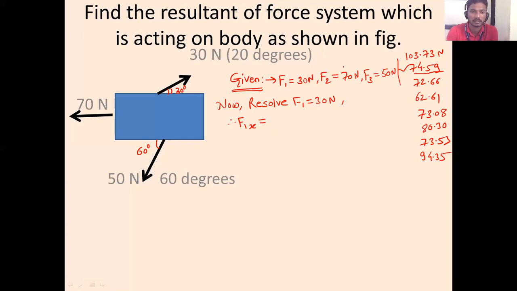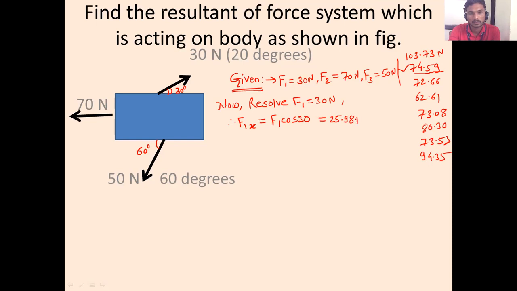Which value will we go with? 30 or 20? 30. Okay, we will go with 30 then. No issue. F1 cos 30, so we know that value. F1 is 30 into cos 30. How much is it? 25.98.